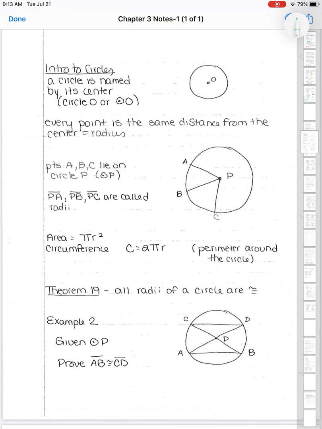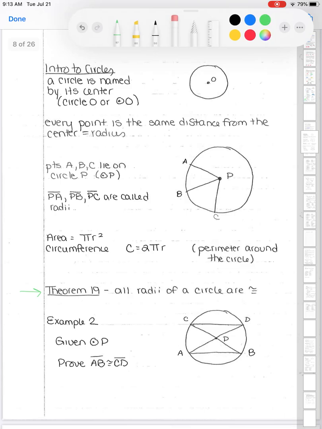All right, let's take a slight detour here. We're just going to add one new thing in here. When we talk about circles, we name a circle by its center. So circle O. Every point is the same distance from the center, which equals the radius. Points A, B, and C lie on circle P. And PA, PB, PC are called the radii. And just continuing with the review here, area of a circle is pi r squared, and circumference, which is the perimeter of a circle, is 2 pi r.